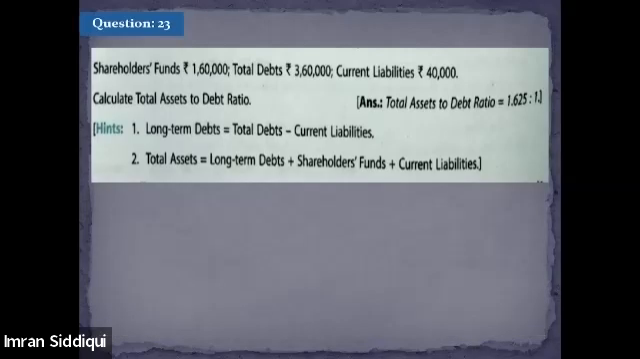Yeah. Question number 23. I want both of you to try this question first. Shareholder fund is there. Total debt is given. Current liability is given. And you need to find out the total asset to debt ratio.